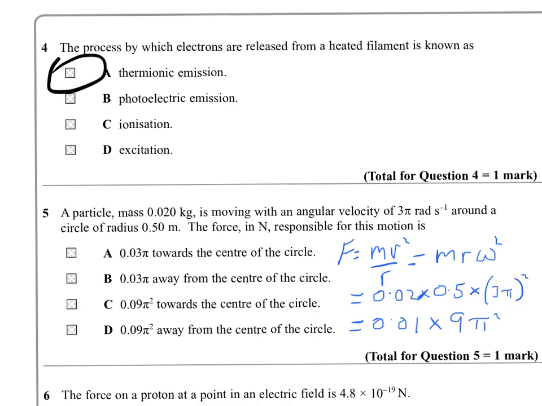So 0.09 pi squared. C. Basically because C is the one that's pointing towards the center. Away from the center is wrong. Remember, that's our definition of centripetal force. It's the force pointing towards the center of the circle.